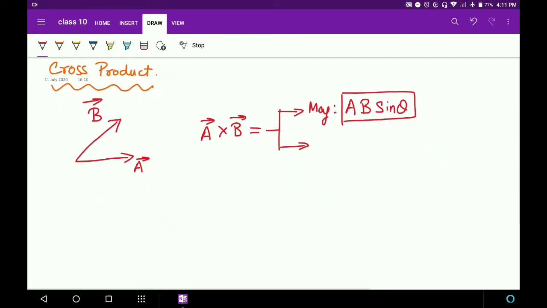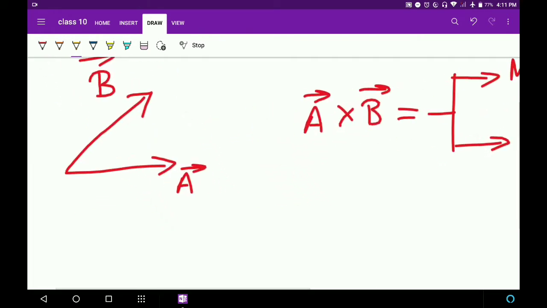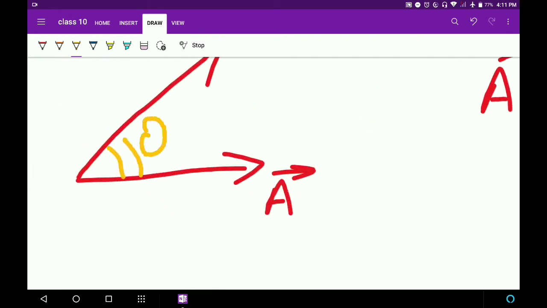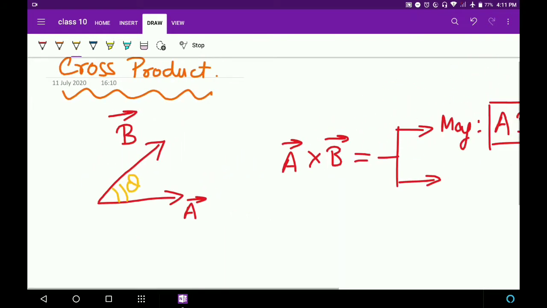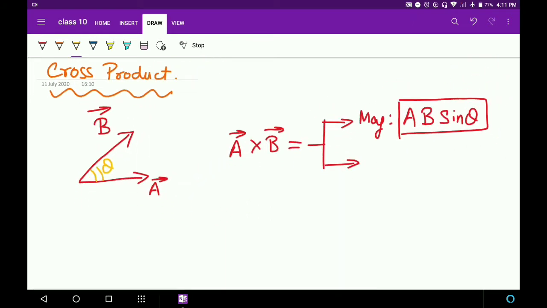What is the angle between them? The angle between them will be this angle. If you see the diagram, it looks as if it is somewhere around 45 degree, but it can be anything. Whatever the angle is between these two vectors, you have to take sine of that angle, and then multiply with the magnitudes of A and B.